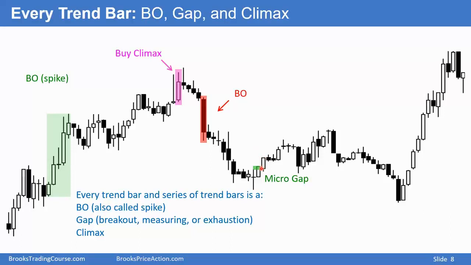Sometimes you get these really small gaps. For example, the close of this bar and the high of that bar. If you're not familiar with these things, it's easy to ignore them, but they're important, especially if you get several of them. They're a sign of strong bulls.